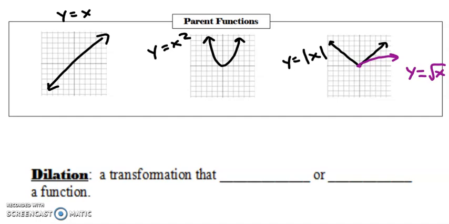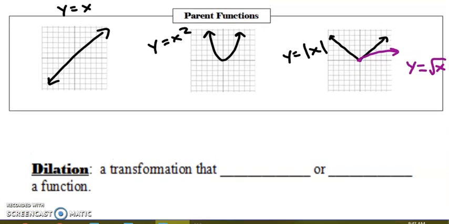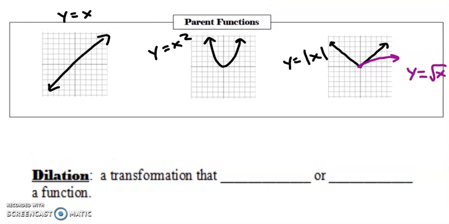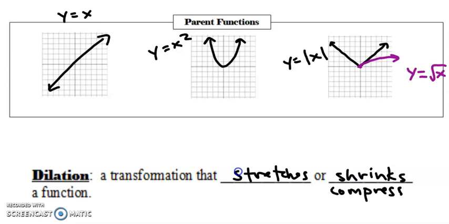Again, we're specifically looking at dilations in this video, which is a transformation that stretches or shrinks our function, and you may also see the term compresses in textbooks and other resources.